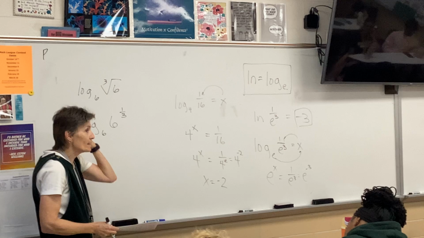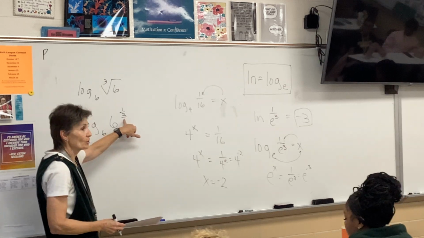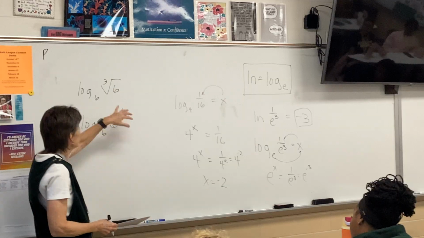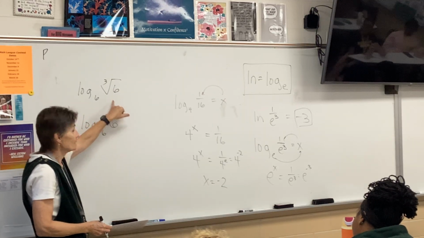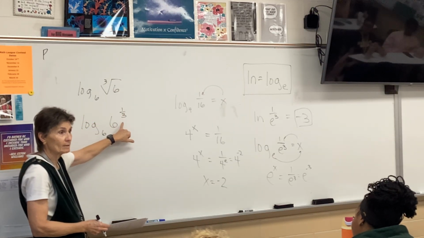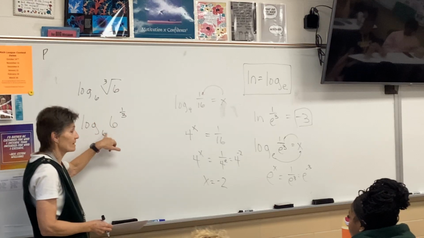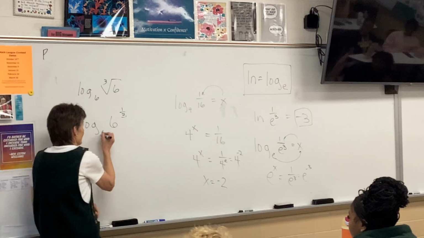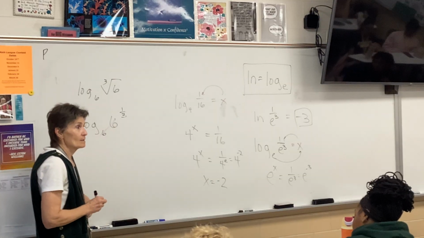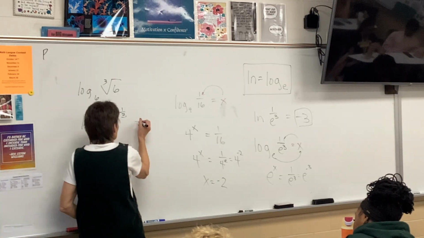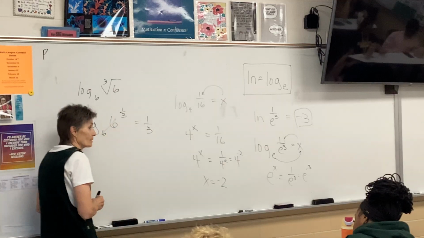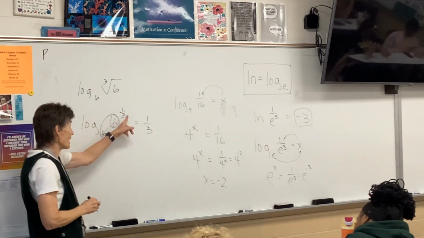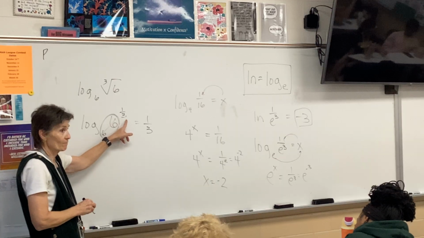So on your quiz, you took the fractional exponent and made it a radical. Now we're going the other way around. Now we're taking a radical and turning it into an exponent. What's the log base 6 of 6 to the 1/3? They match. So the answer is 1/3. If you can make these numbers match right here, then that's your answer. Every time.